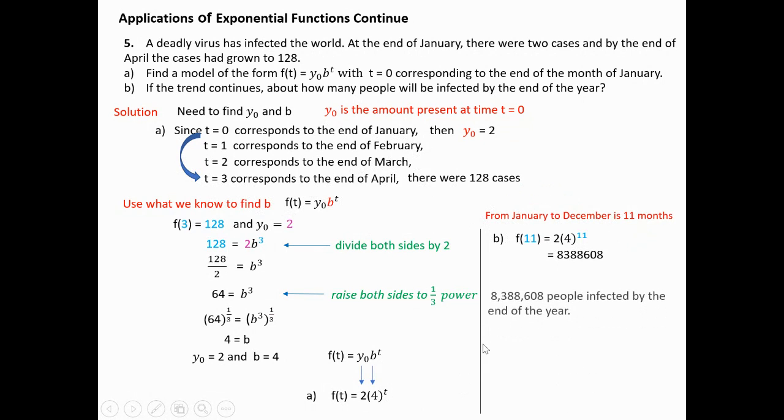So this is how many cases there will be if there was no intervention. And again, how do we find 11? Because t equals 0 corresponds to the end of January. There's 12 months, but January is already accounted for because that's when it started. So from January to December is going to be 11 months. That's why by the end of December is going to be 11 months. So we evaluate f of 11. So this is how we use these type of problems for exponential functions.